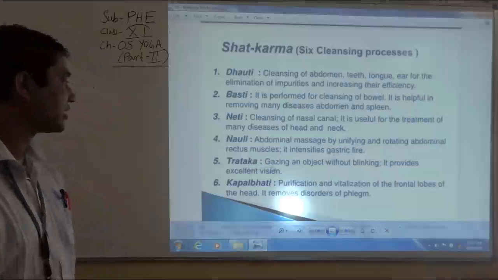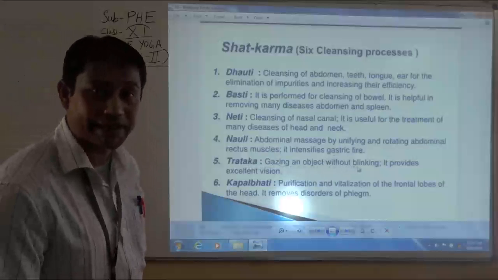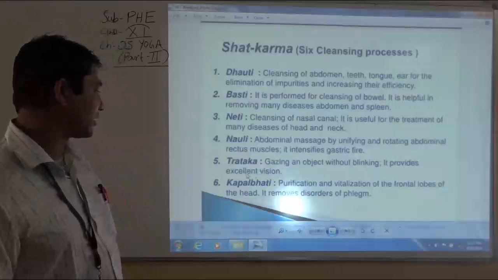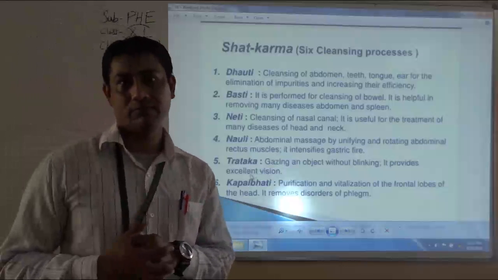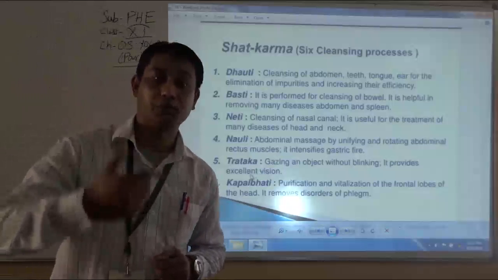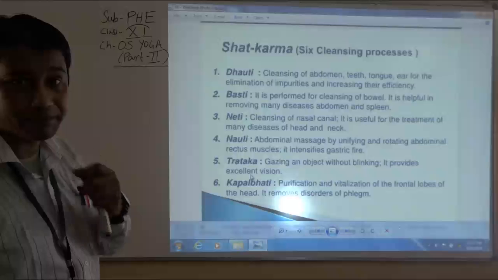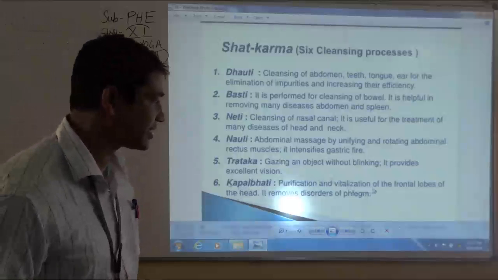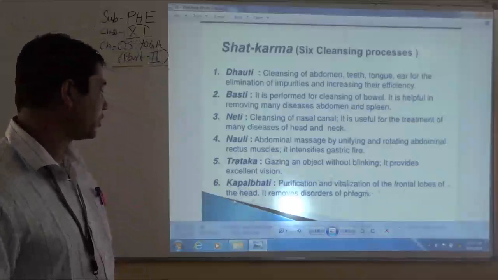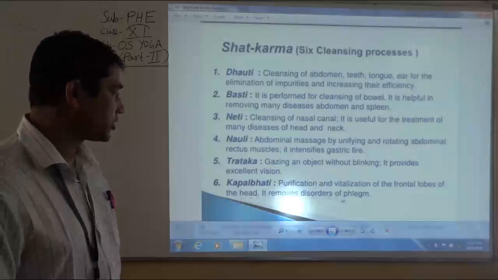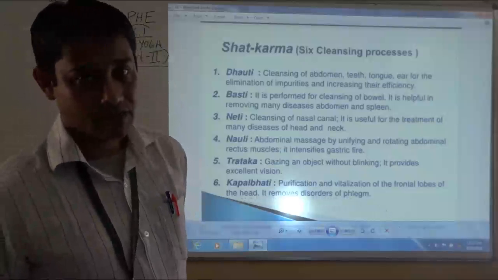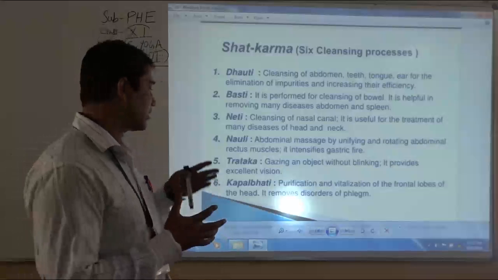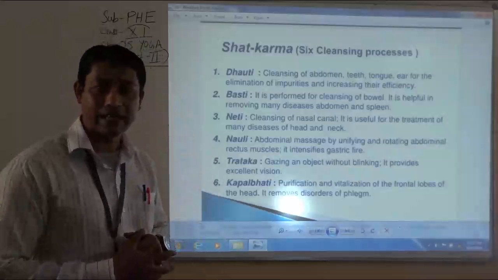Tratak. Tratak is gazing at an object without blinking. It provides excellent vision. So by practicing Tratak, an individual's vision power improves. The last one is Kapalbhati. It is the purification and ventilation of frontal lobes of the head. It removes disorders of phlegm. So students, one by one we have tried to understand how these 6 satkarmas are helping an individual.